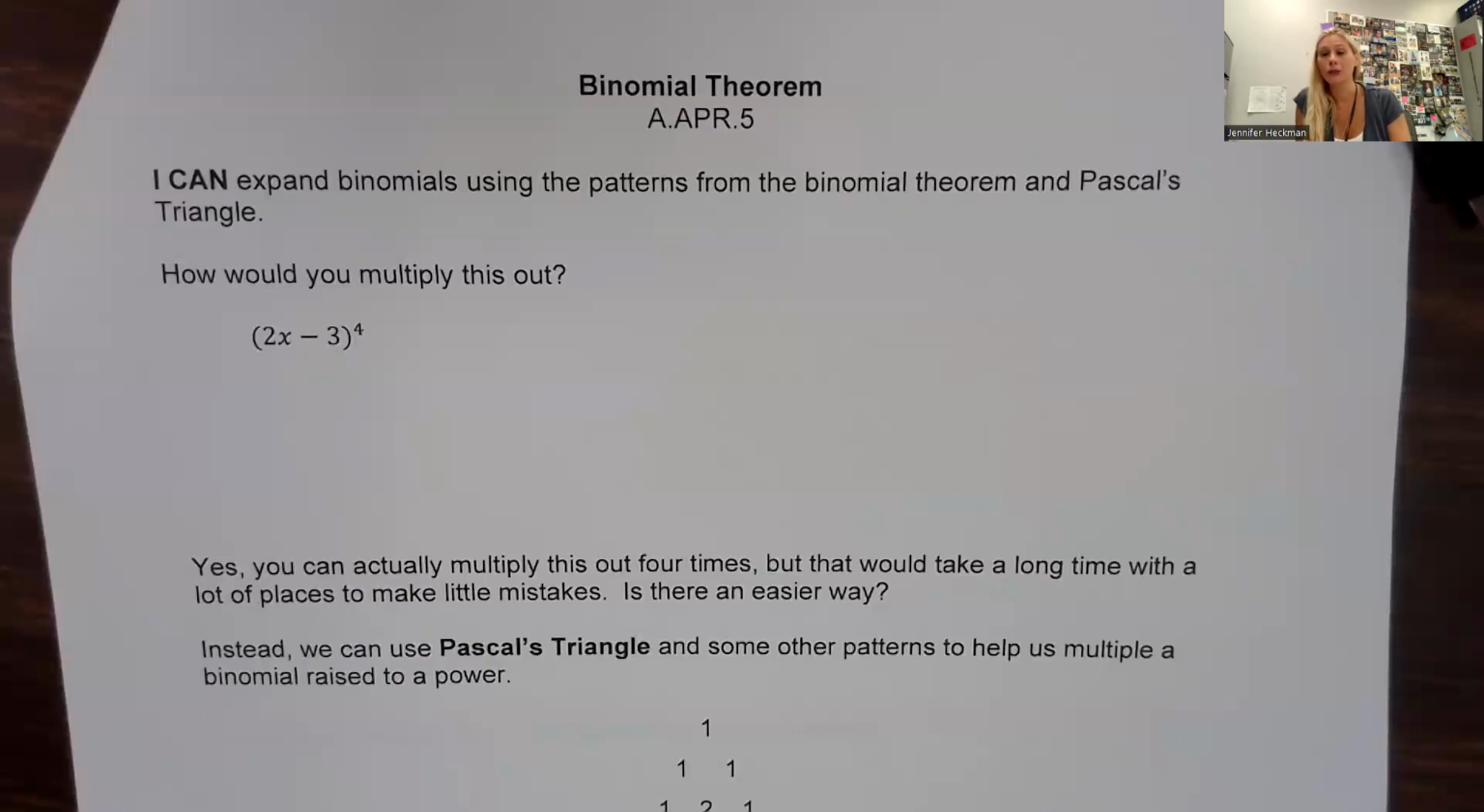Sorry, the bell is ringing. So 2x minus 3 to the fourth. The way we've been multiplying, or at least me, is I've been doing the box method, right? So think about how many times you would have to do the box. I actually challenge you right now to pause this video and to do it out by hand. Now, I'm not going to do it out by hand while I'm recording because it just takes a little longer, so I'm going to show you what I did.